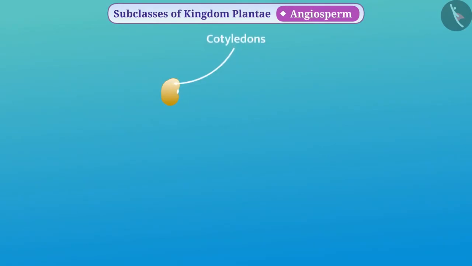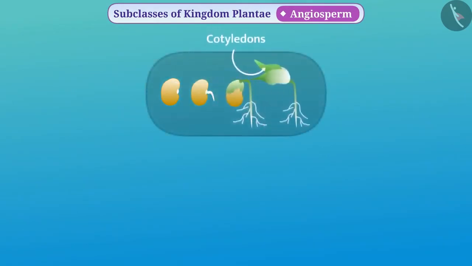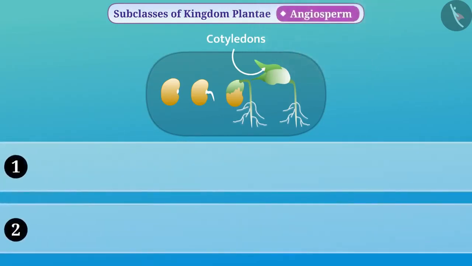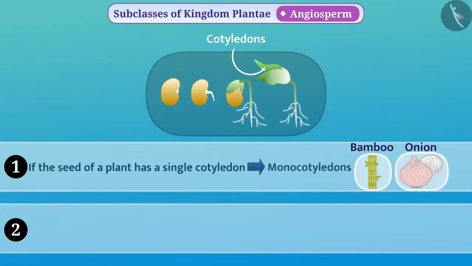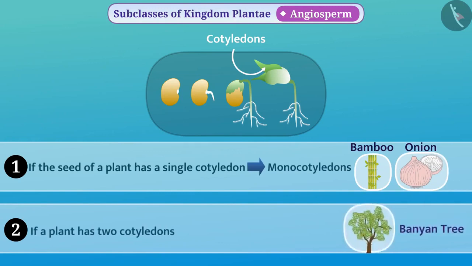The seeds have cotyledons, which turn green after germination of the seeds. Depending on the number of cotyledons, angiosperms can be classified into two parts. If the seed of a plant has a single cotyledon, such as bamboo, onion, etc., then such plants are called monocotyledons. But if a plant has two cotyledons, such as a banyan tree, then such plants are called dicotyledons.